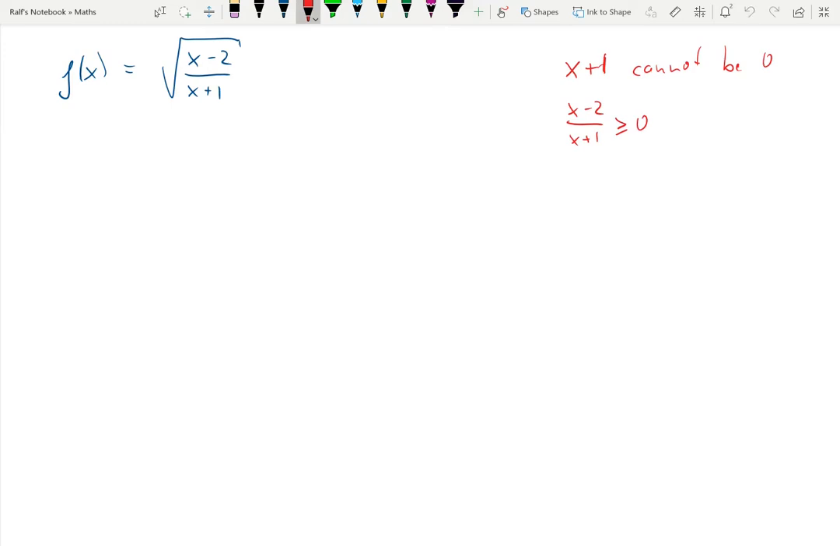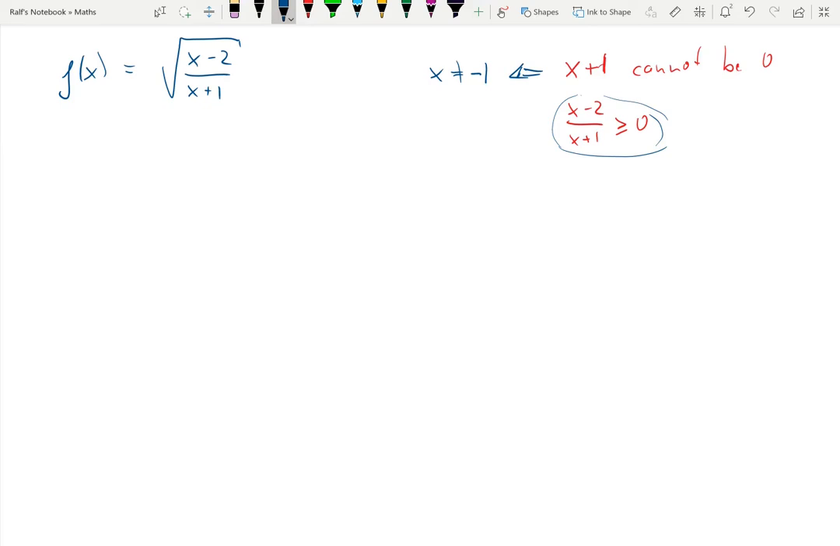So the easy bit here is what follows from that first condition. What follows from here is that x has to be unequal to negative 1. Okay, because if x was negative 1, the denominator would be 0 and we would be dividing by 0. So negative 1 cannot be in the domain. Now, what follows from this, we'll have to think in a slightly different way here. So this has to be larger than 0.